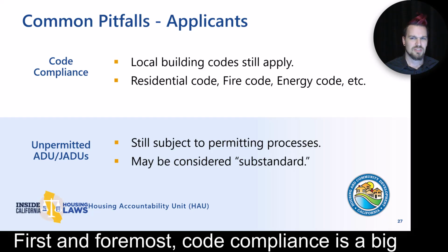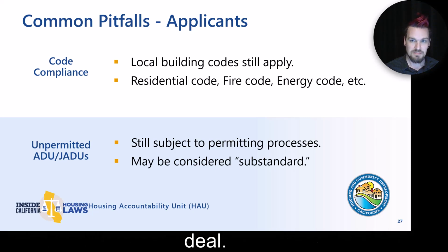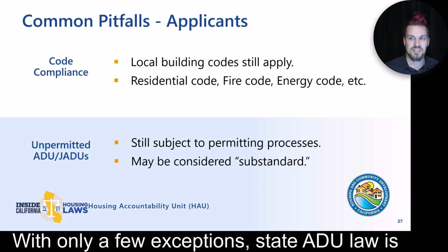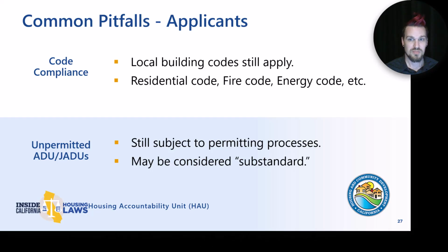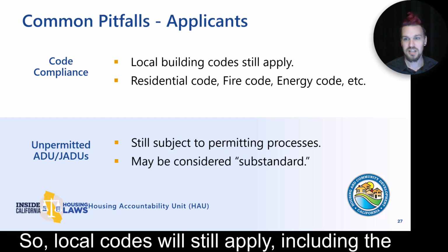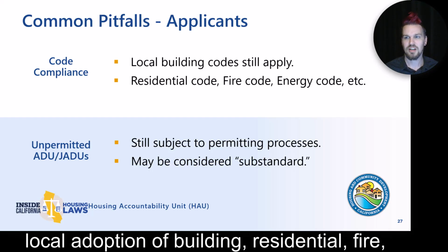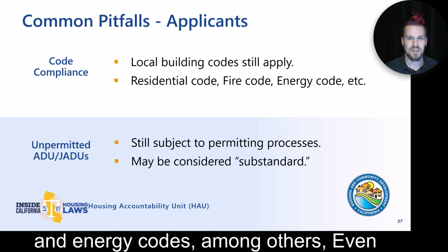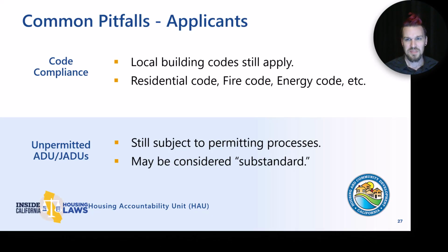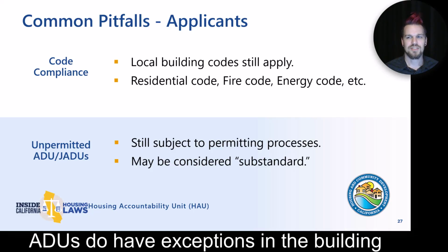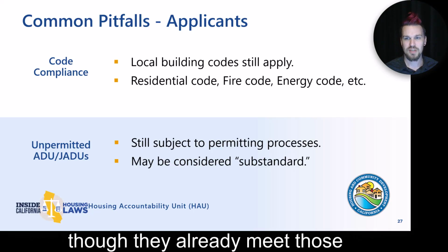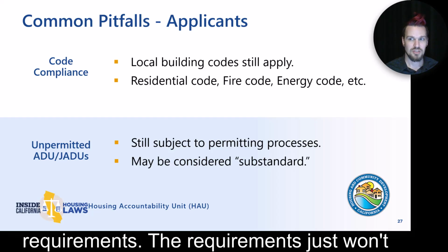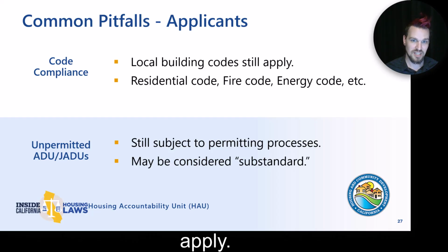First and foremost, code compliance is a big deal. With only a few exceptions, state ADU law is mostly silent on building codes. So local codes will still apply, including the local adoption of building, residential, fire, and energy codes, among others. Even where ADUs do have exceptions in the building codes, they're not necessarily treated as though they already meet those requirements. The requirements just won't apply.